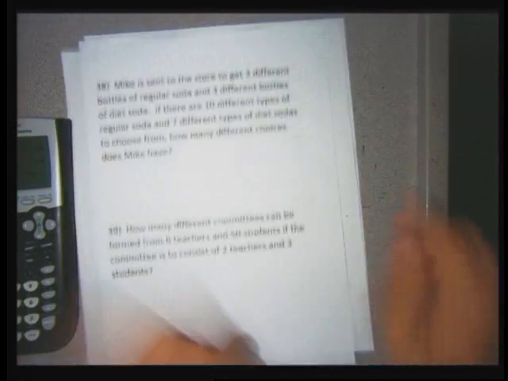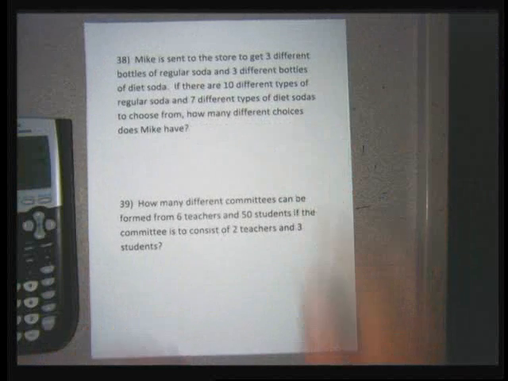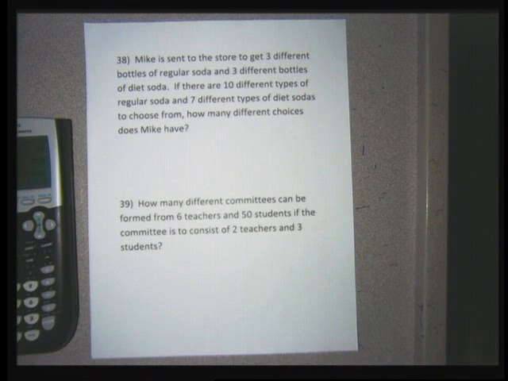38 talks about Mike. He goes to the store. He needs to get 3 different bottles of regular soda and 3 different bottles of diet soda. And there's 10 different types of regular soda, 7 different types of diet sodas. So when Mike goes to the store and gets the 3 regulars and the 3 diets, I'm assuming the order that he selects the items in doesn't matter.